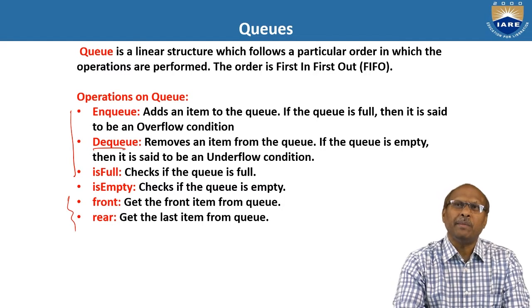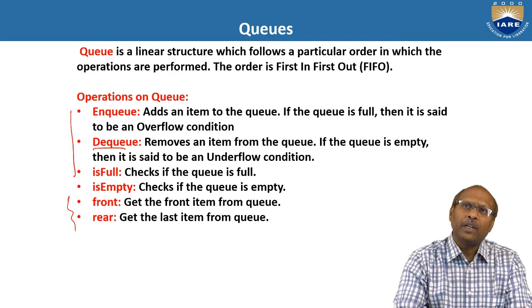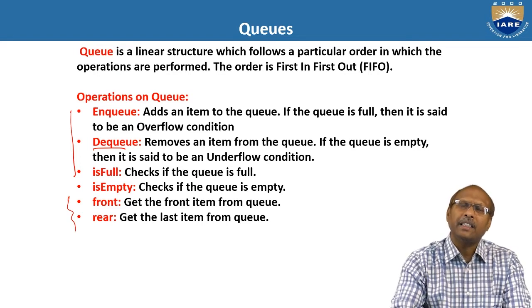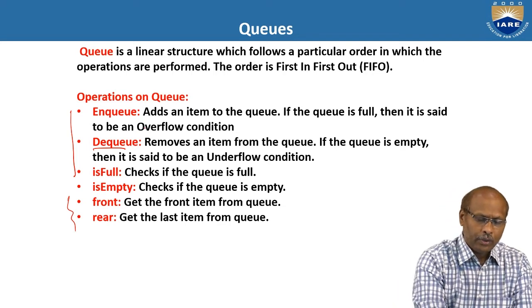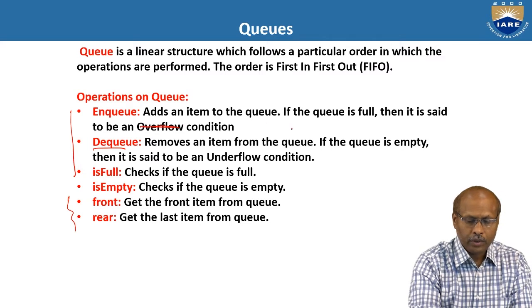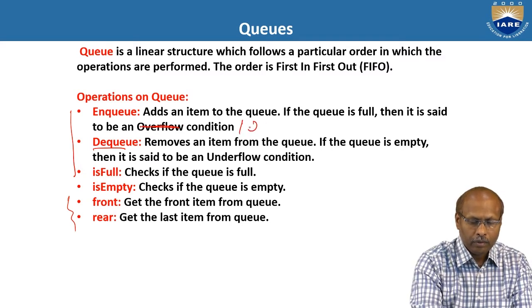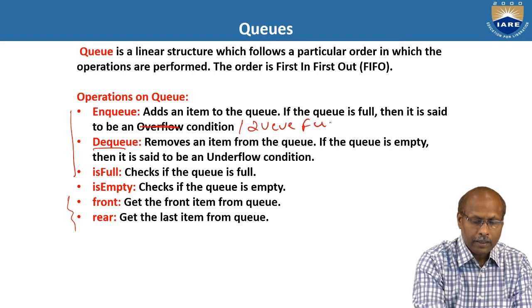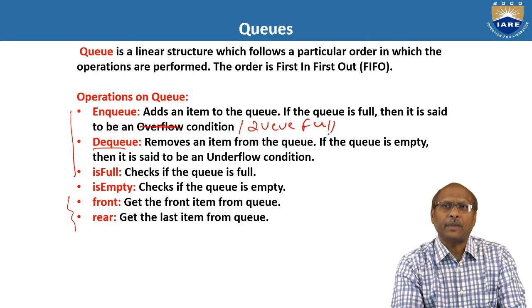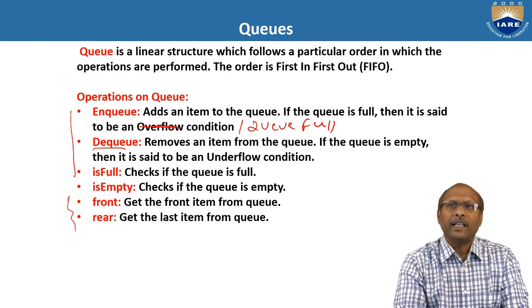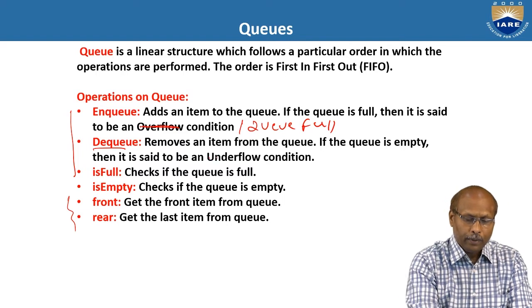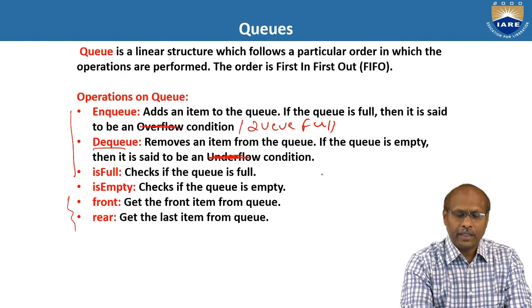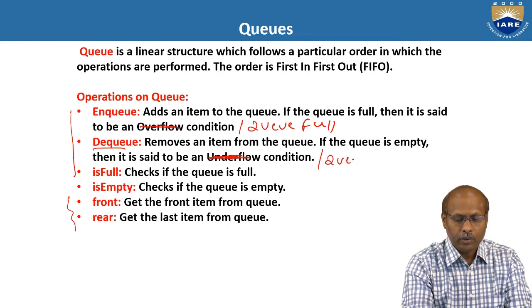Whenever you want to insert an element to the queue, you will call enqueue. Enqueue will allow you to insert until the memory is available. Once memory is over, then you can say queue full. Similarly, dequeue is another operation. You can remove an item from the queue. As long as there is an element available, you can delete. If elements are not there, then you can say queue empty.